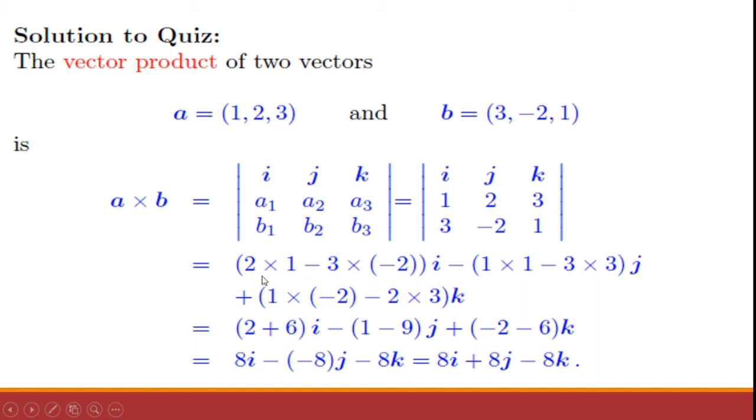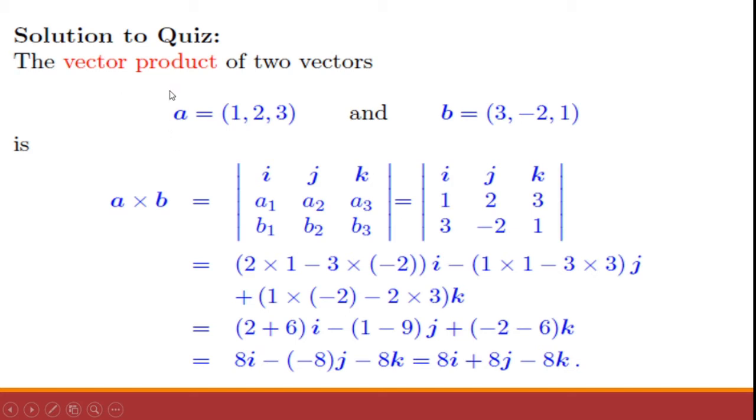After simplification, 2 into 1 is 2, minus 3 into minus 2 is minus of minus, which is a plus, 3 into 2 is 6, so 2 plus 6 into i. Minus, 1 into 1 is 1, minus 3 into 3 is minus 9, so 1 minus 9 into j cap. Plus, 1 into minus 2 is minus 2, minus 2 into 3 is minus 6, so minus 2 minus 6 into k cap. Further simplifying, 6 plus 2 is 8i, minus of (1 minus 9) is minus of minus 8, so minus 8 j cap. Next, minus 2 minus 6 is minus 8, so minus 8k. Again simplifying, 8i minus of minus is plus, hence plus 8j minus 8k. This is our final value.